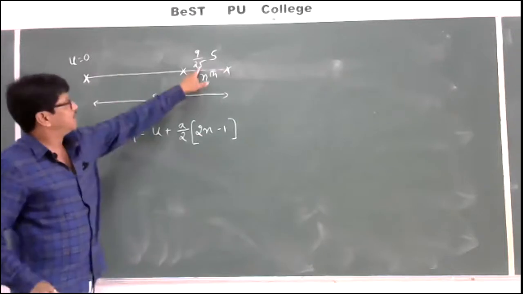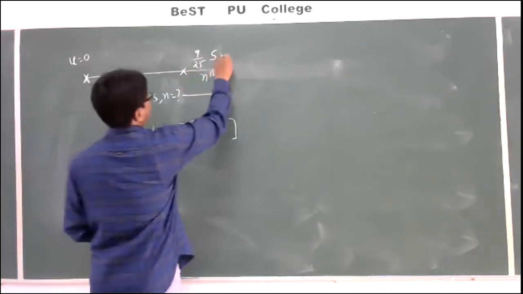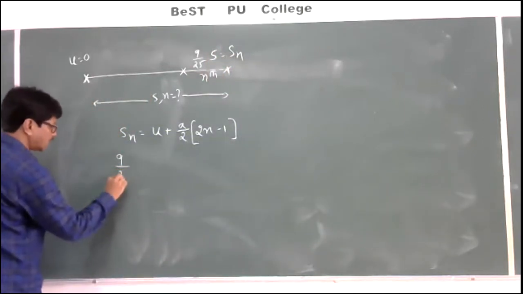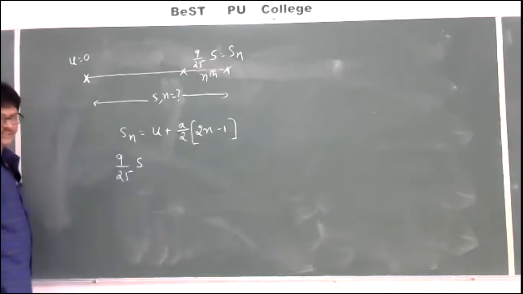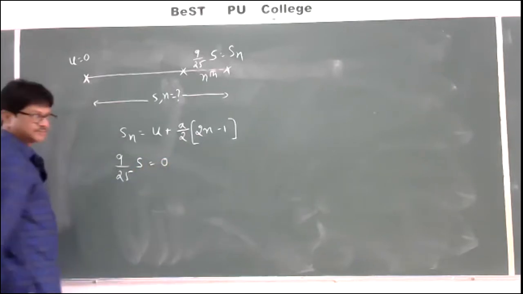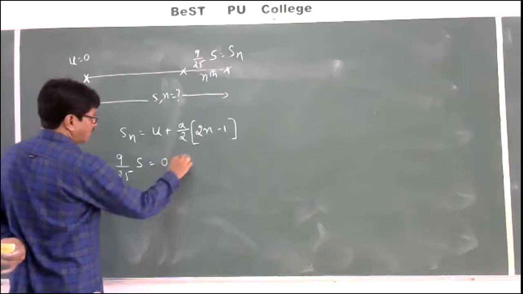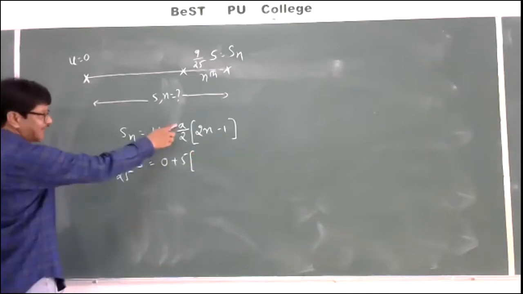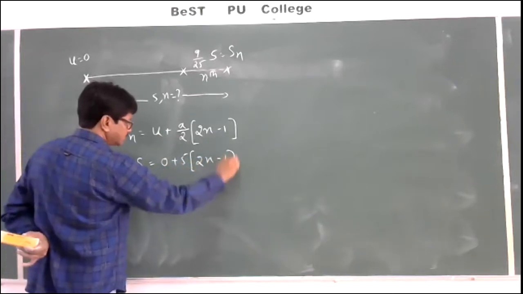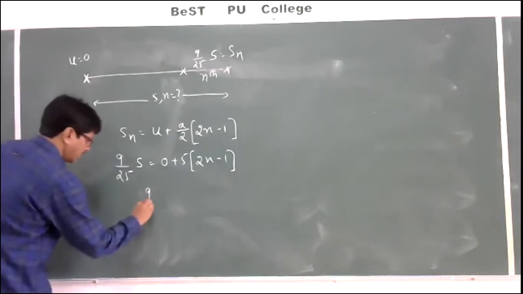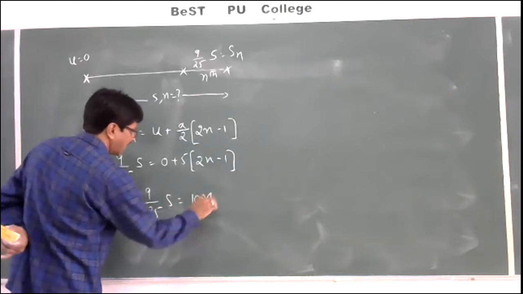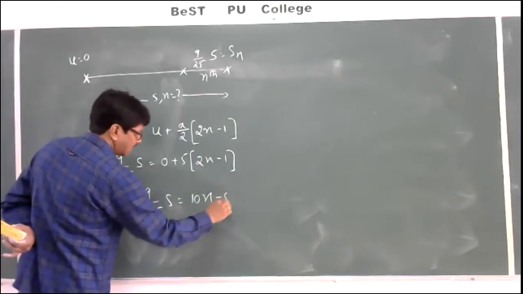So Sn is the value he gave. Sn is the distance traveled in the nth second. How much is it? 9/25 times of the total distance. Initially it starts from rest and moving with uniform acceleration, 10/2, 5 into 2n minus 1. So 9/25 S is equal to 10n, if you expand this, 10n minus 5. Call this equation 1.